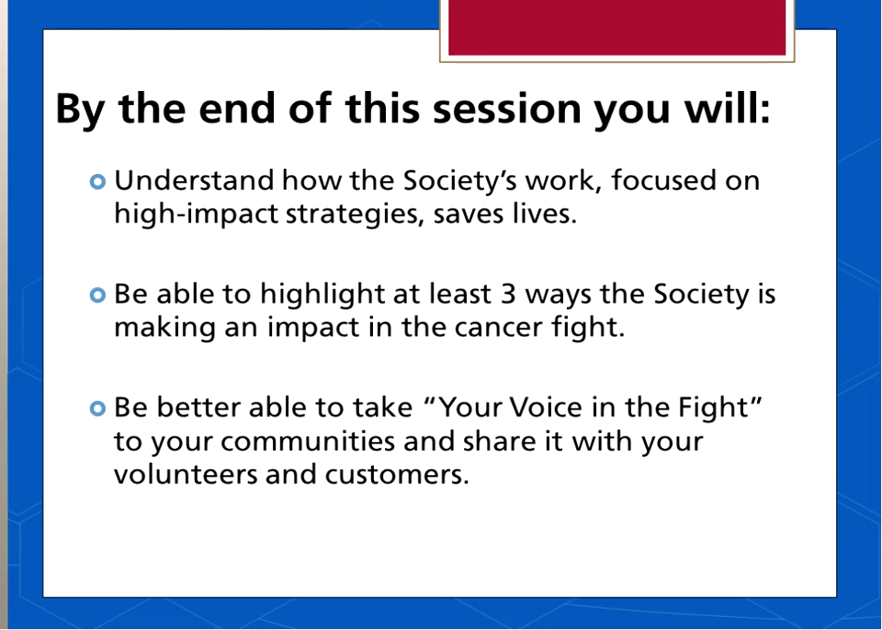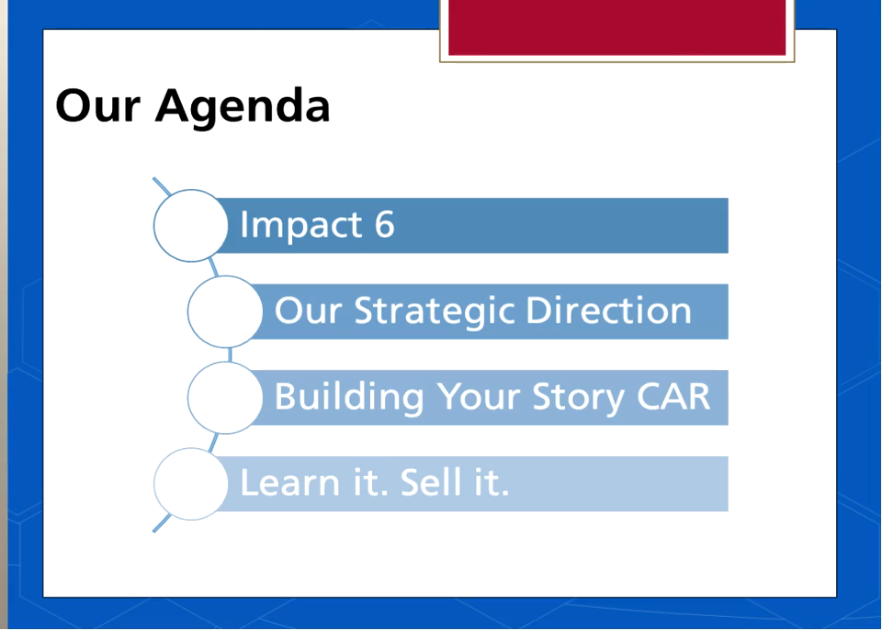One second, I missed a page. So this is what we're going to be talking about today. We're going to talk about Impact 6, the six impacts we are having against cancer. It's a really great piece, and we're going to give you some tools to go along with that. We're going to talk about our strategic direction. We're going to give you a method to start building your American Cancer Society story using CAR. And then we're going to do some shares. If anybody wants to share, learn it and sell it, we're going to talk about that.